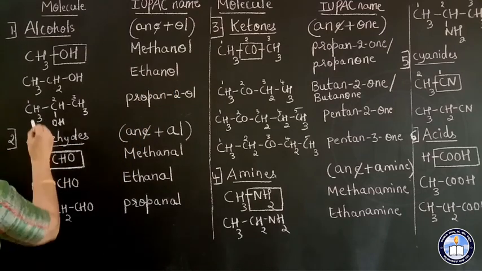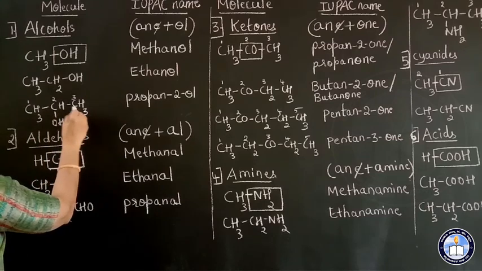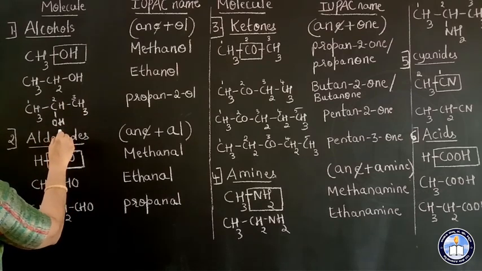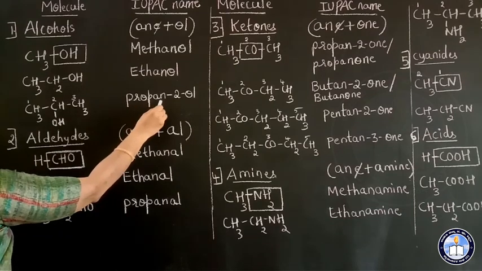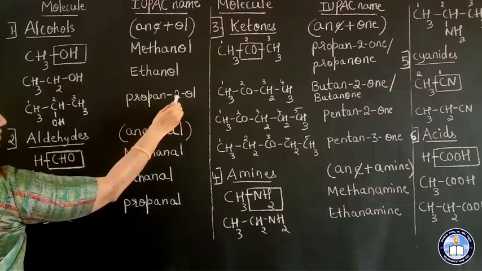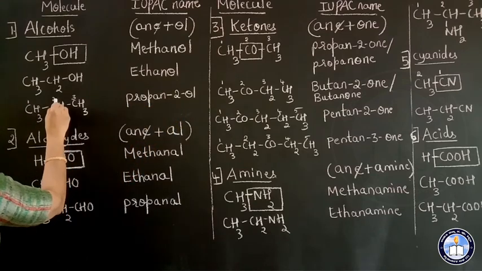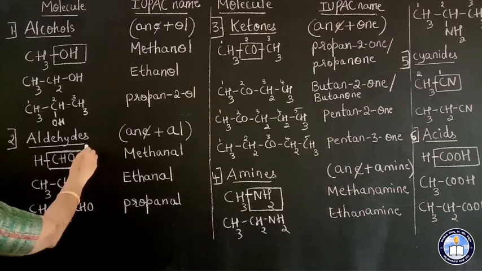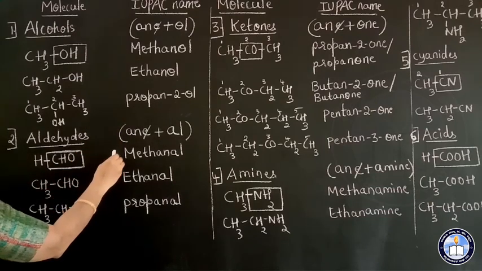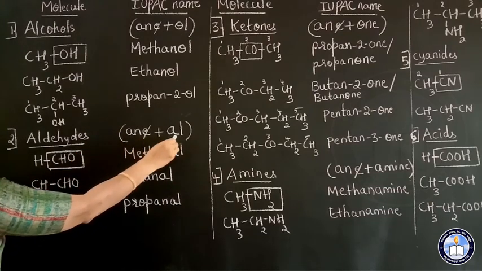Similarly here, see, three carbon atoms, and on the second carbon atom you have OH. So the word root is prop, then AN, and the E is removed. Before the name of the suffix you write the locant, that is propane-2-ol. Now aldehydes. In the same way, in aldehydes you are replacing E by AL.